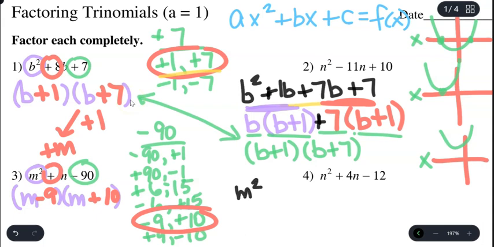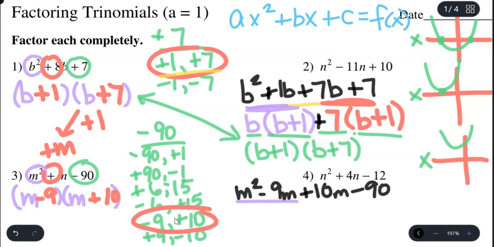So basically, I'm going to take the m squared, and I'm going to take that 1m in the middle and put some happy little trees there. Just kidding. I'm going to change it to negative 9m plus 10m minus 90. What I've done here, again, is take this 1m and separate it into the two factors that I got.